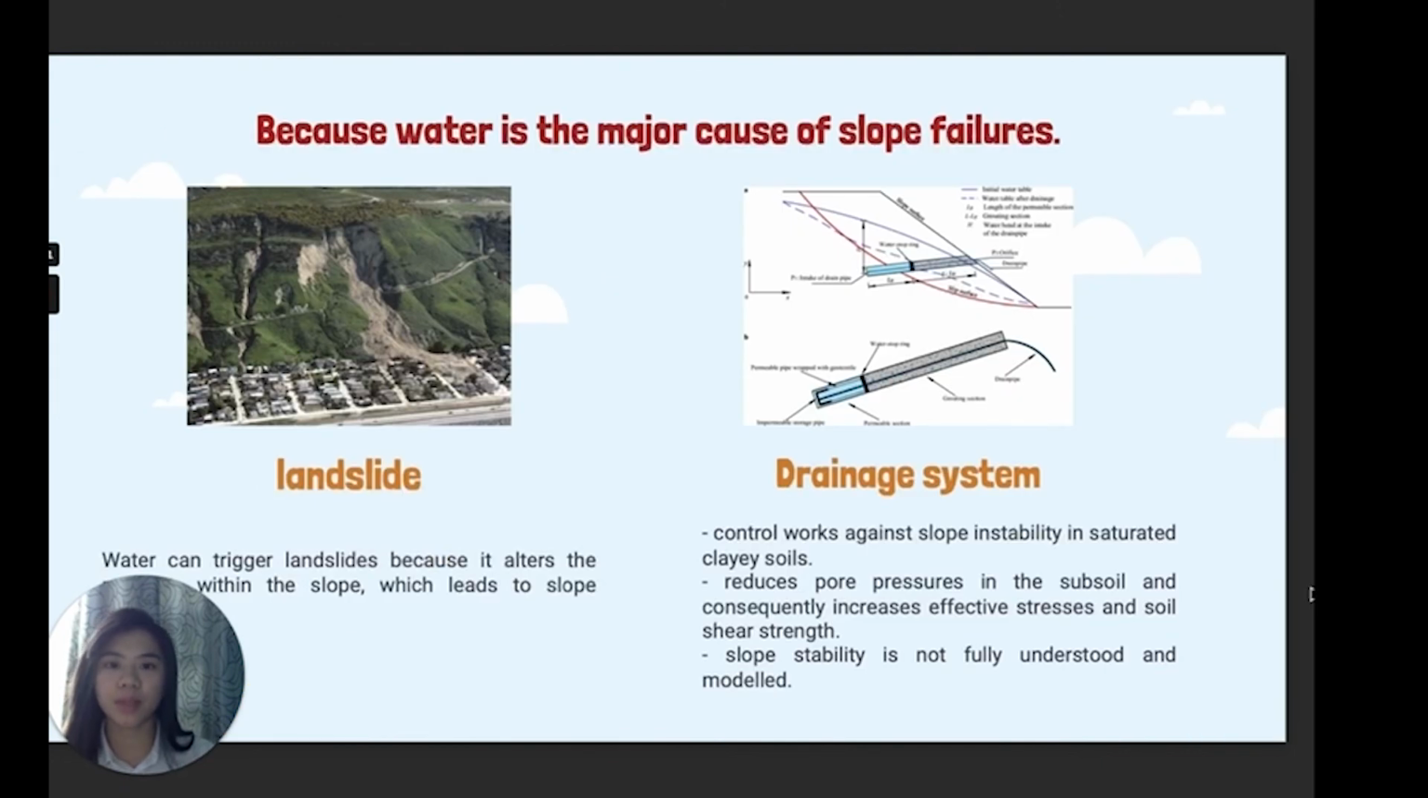Because water is the major cause of slope failures, for example, landslide. Water can trigger landslides because it alters the pressure within the slope, causing instability. Consequently, the heavy water-laden slope materials like soil, rocks, and so on will succumb to the forces of gravity.